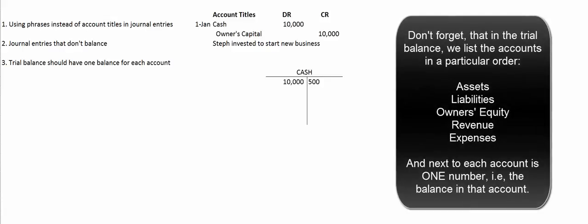Our third common error comes about when we go to create the trial balance. Remember, the first step in the accounting cycle is to analyze, 2, make a journal entry, 3, post, 4, create a trial balance. So if we had $10,000 worth of debits and $500 worth of credits in our cash account, what should go into the trial balance is $9,500 worth of cash. So the first line in our trial balance would have cash at $9,500. Sometimes students put $10,000 worth of debits and $500 worth of credits. Our trial balance is supposed to have one balance for each account as we go down.